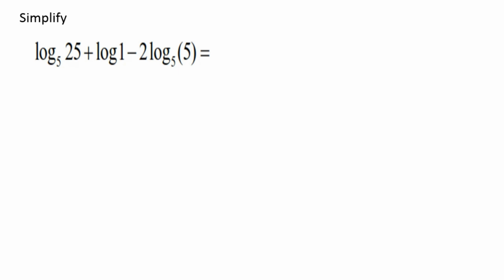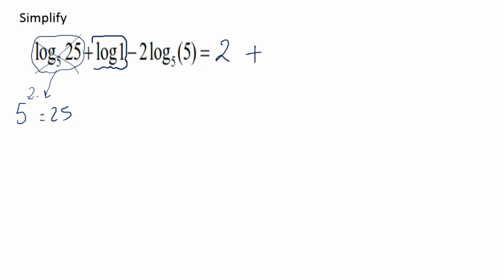Log base 5 of 25. If I wanted to simplify log base 5 of 25, I may ask myself, 5 to the power of what gives me 25? I'm going to change it from log form to exponential form. We all know that 5 to the power of 2 is equal to 25. So instead of writing log base 5 of 25, I'm going to write 2. Plus log 1 is always equal to 0, because log of any number to the power of 0 gives me 1.